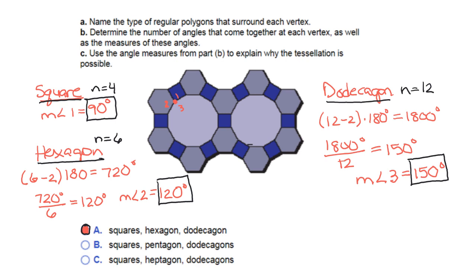And then part C is to use the angle measures from part B to explain why the tessellation is possible. So in this case, we know that if we take 150 degrees plus the 120 degrees plus the 90, we're looking for the sum of 360 degrees. And this gives us 360 degrees. And this is why it is possible to create this tessellation because of the measurement.